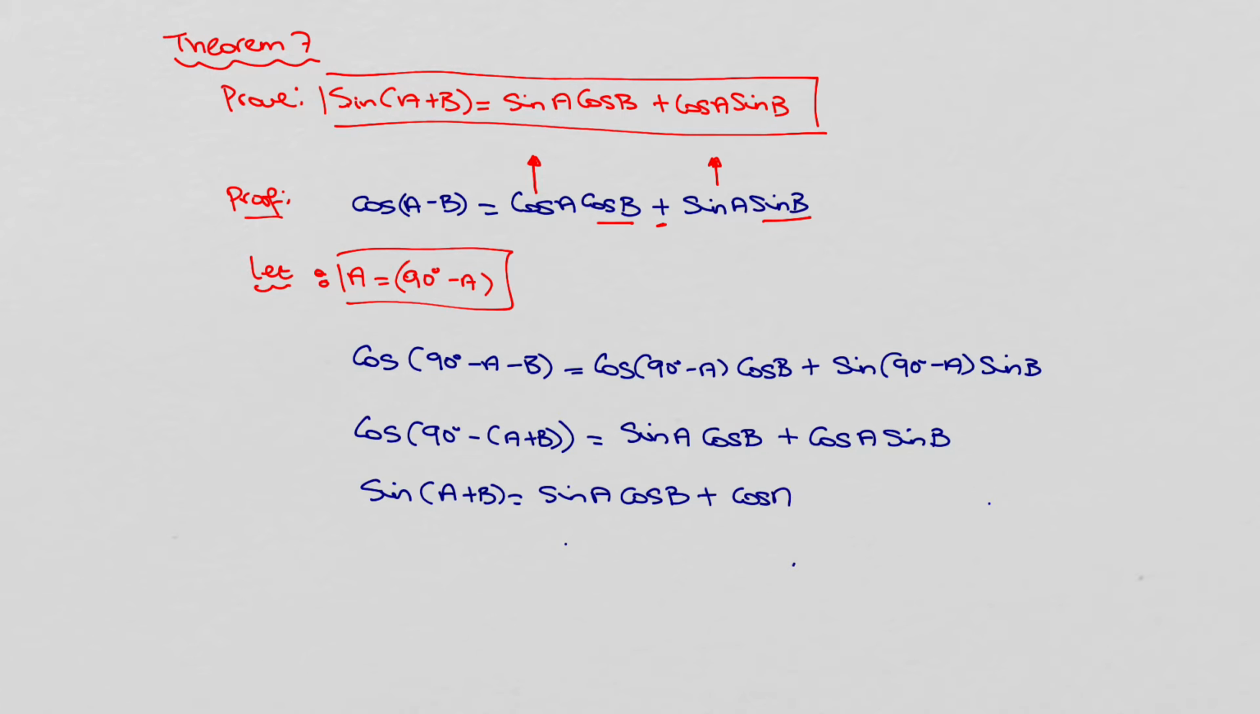So if I want to change from sine to cos or cos to sine, we always let the angle equal 90 minus A. Remember, this is not in our maths tables. Sine A is equal to cos of 90 minus A, and cos A is sine of 90 minus A. So I'm able to change from sine to cos or cos to sine.